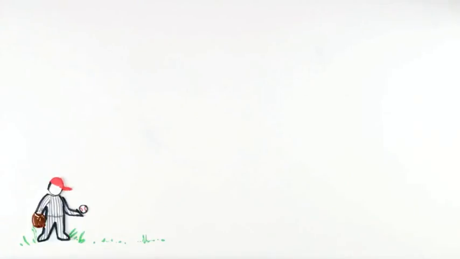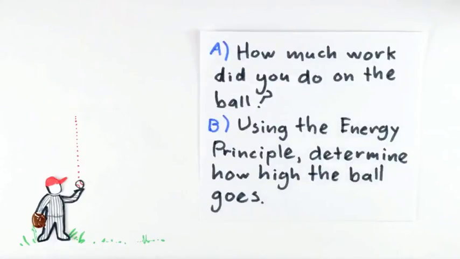You hold a ball of mass 1 kilogram in your hand and throw it so that it leaves your hand at a speed of 15 meters per second. Assume that you are the only agent that is doing work on the ball as you throw it. Part A. How much work did you do on the ball? Part B. Assume your throw is directed upward. Using the energy principle, determine how high the ball will rise above the point of release.